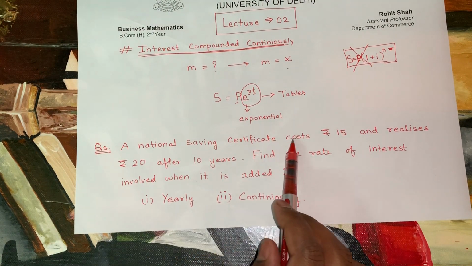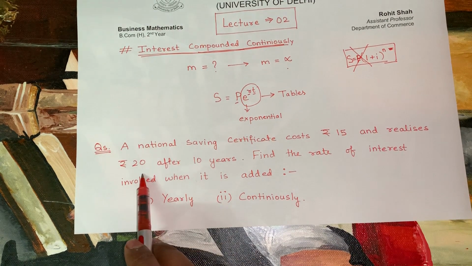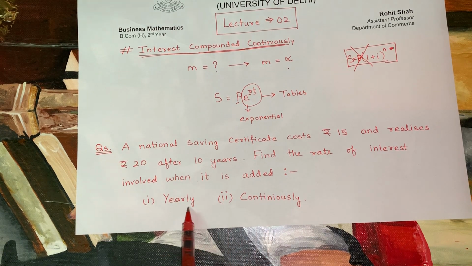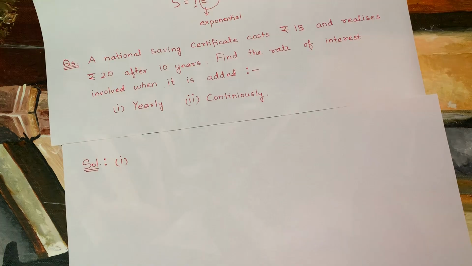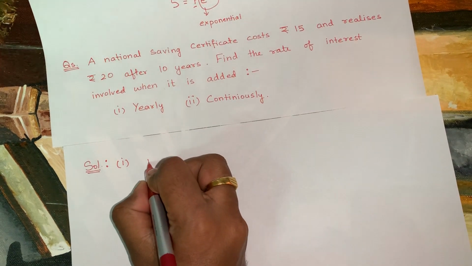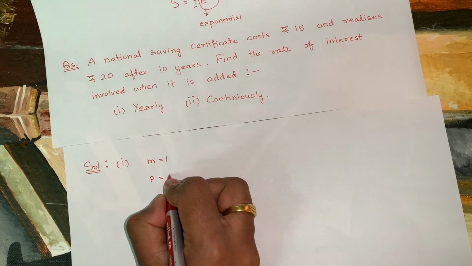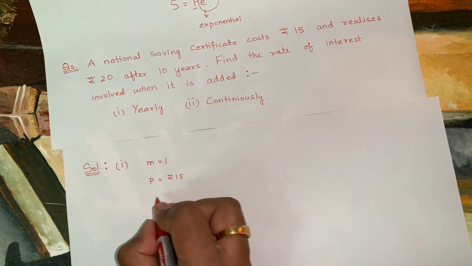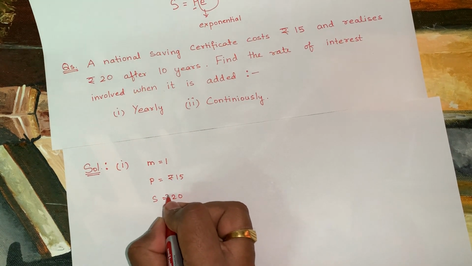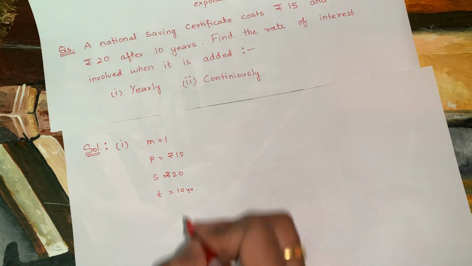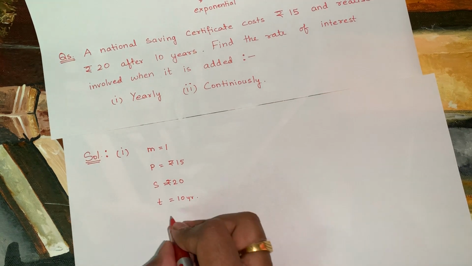A national savings certificate costs rupees 15 and realizes rupees 20 after 10 years. Find the rate of interest involved if it is compounded yearly or continuously. In the first case the compounding is done yearly, in the second case it is done continuously. If compounding is done yearly, our m is equal to 1. P is rupees 15, amount is rupees 20, time period is 10 years, and we need to find the rate of interest.